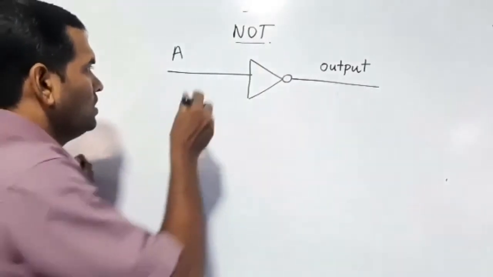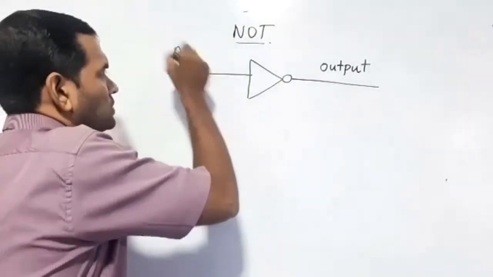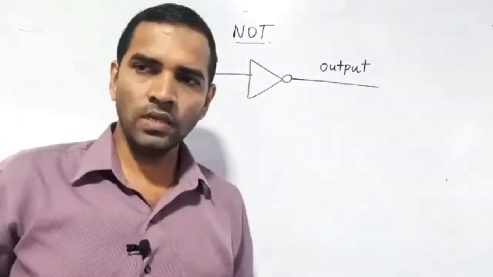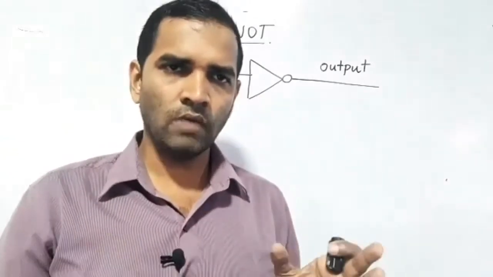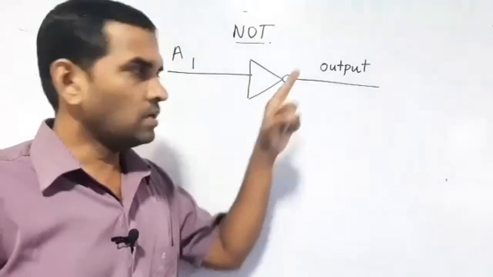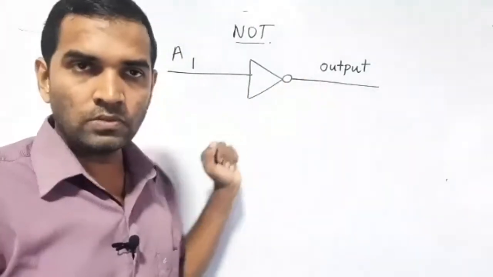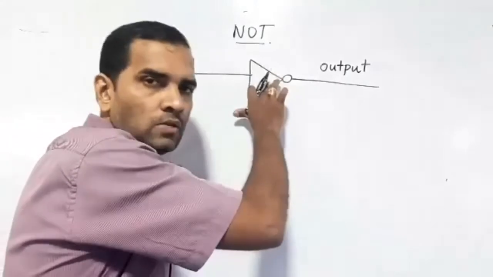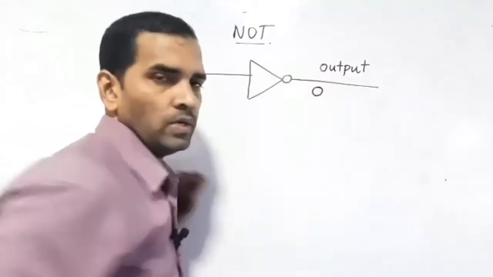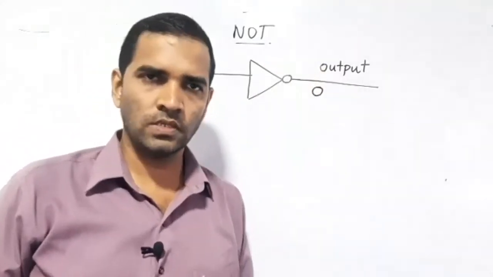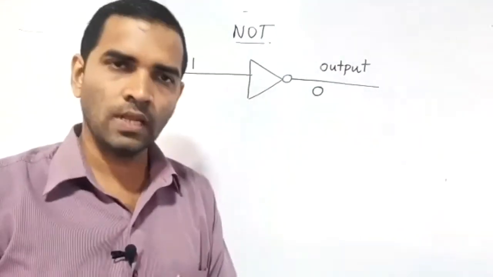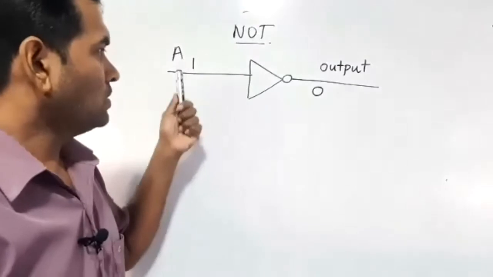Okay, let's see. Now assume wire A has electricity. This is the NOT gate. Definitely the NOT gate has a function. I will describe the function a little later. So by keeping that function in mind, I try to give the output. Here, after performing this logic, this will produce 0 as output, which means no electricity. Okay, the input is electricity, but the result is not electricity. This is the first one.